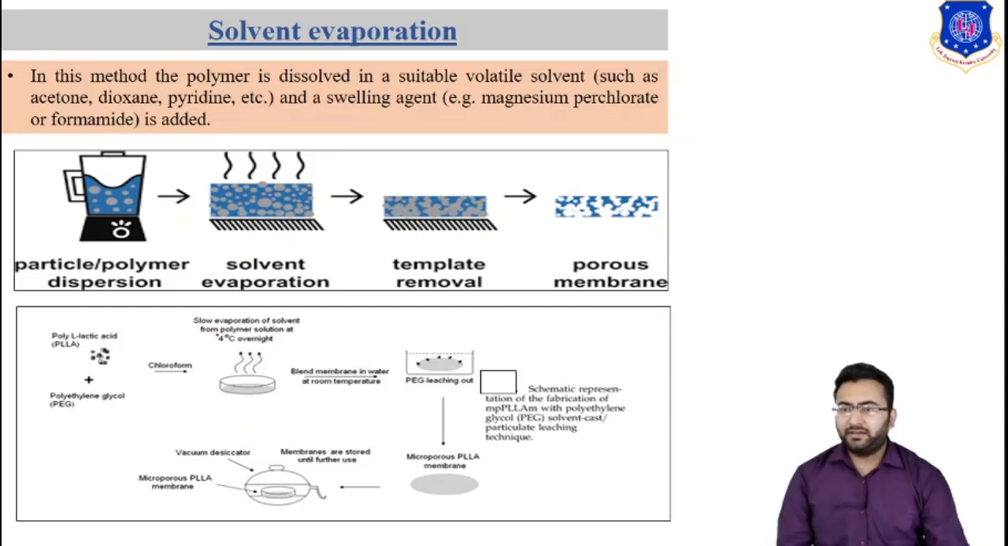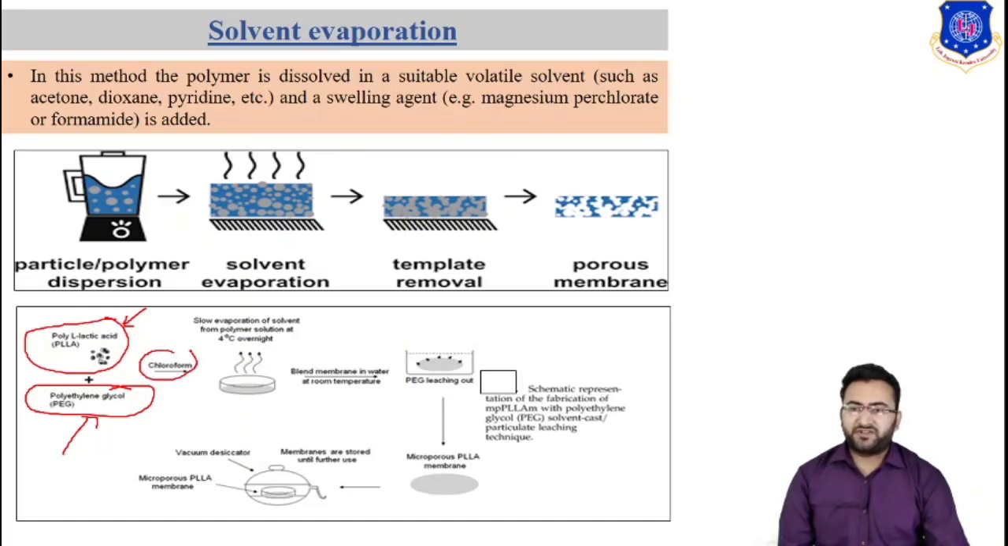So basically in this method we are going to add polylactic acid as a solvent and polyethylene glycol as a swelling agent, using chloroform, making a mixture of these three components and evaporating this mixture. If we evaporate this mixture, PEG comes out from the microporous membrane and makes the pores, and the membrane is stored in a vacuum place. So this is all about the solvent evaporation method.